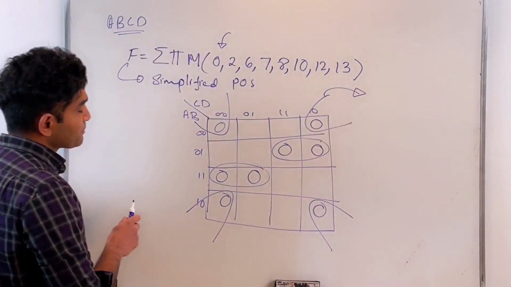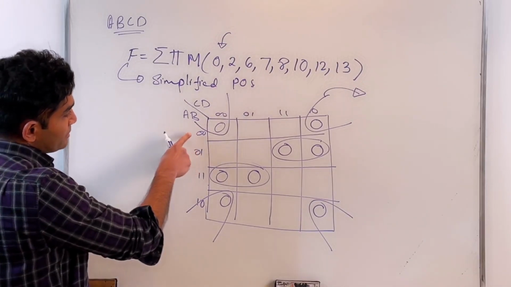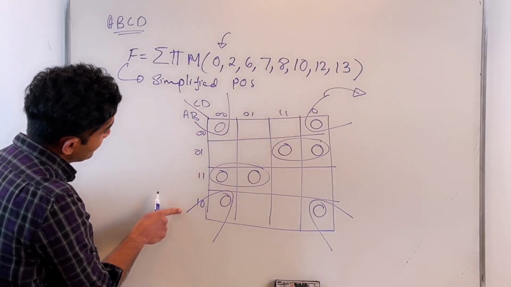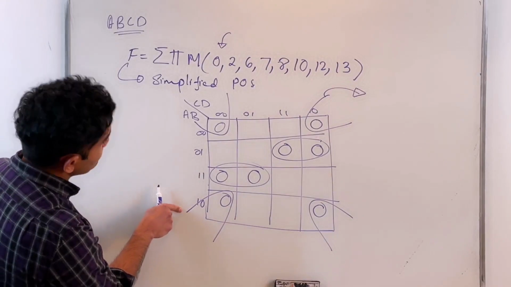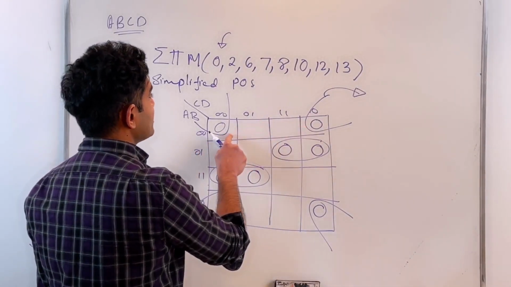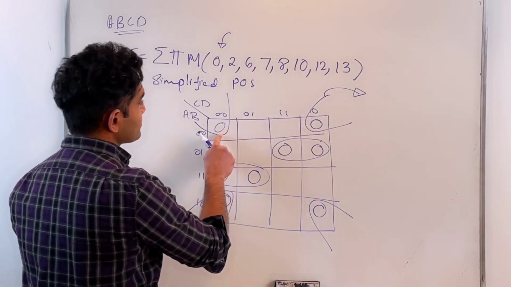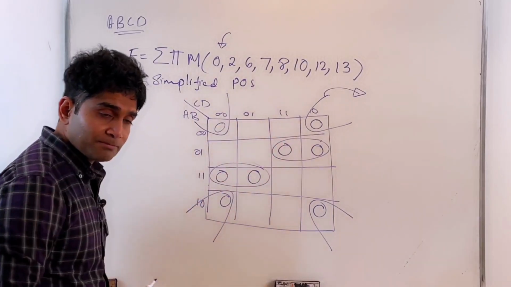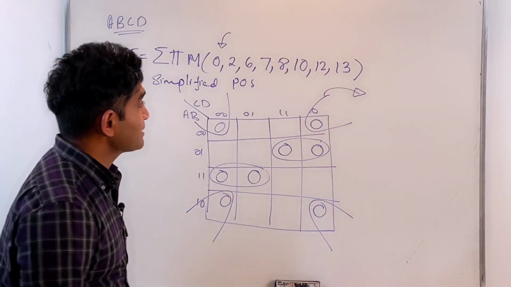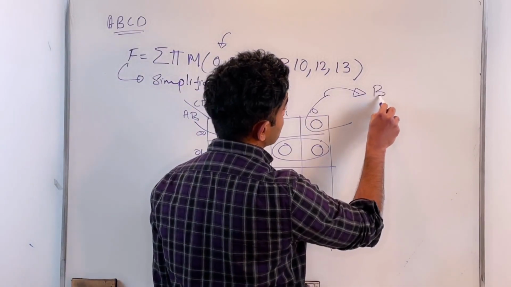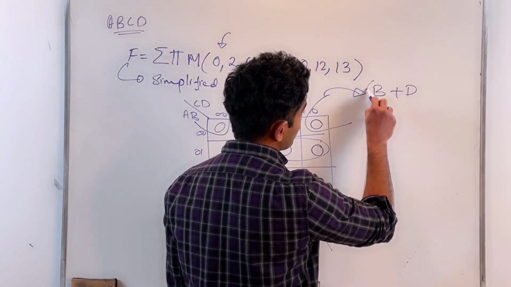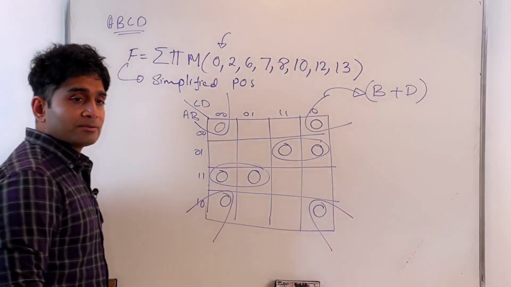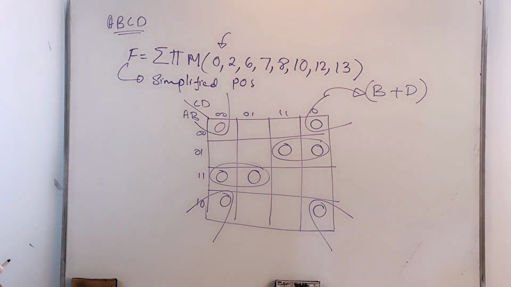Now, the product term corresponding to that would be going from here to here. I got B prime. Going from here to here, I got D prime. So that's B prime D prime is the product term. The complement of that would be B plus D. So I'm going to write down directly the sum term associated with that combination.